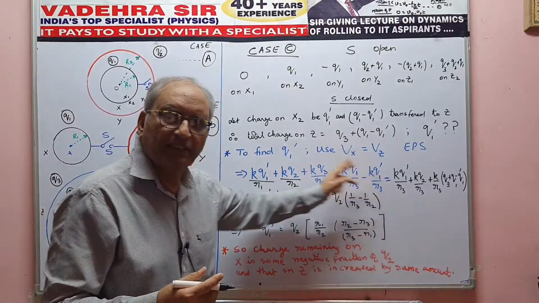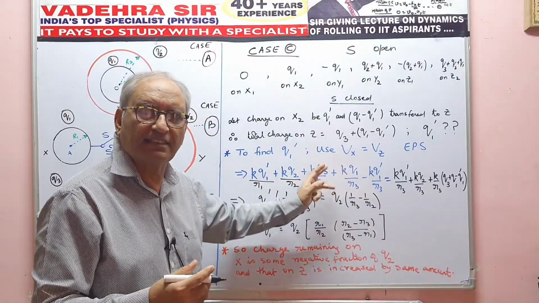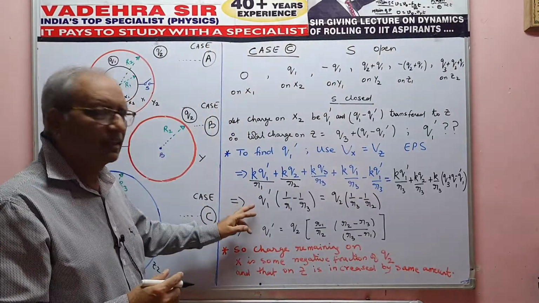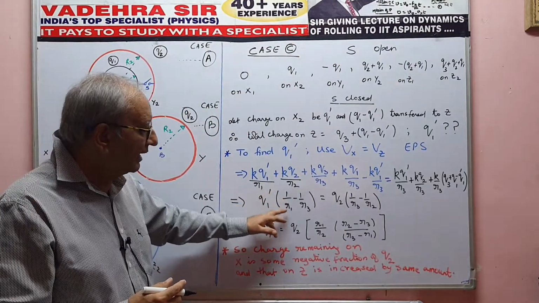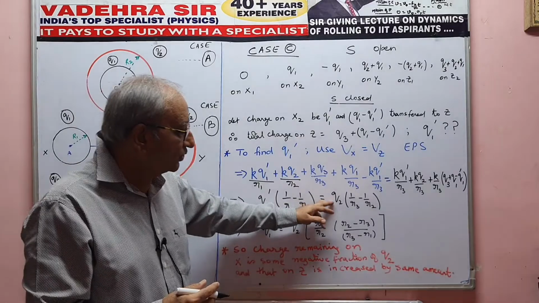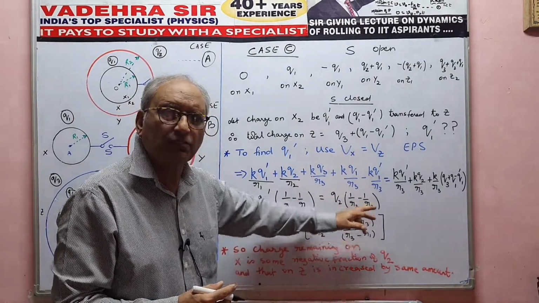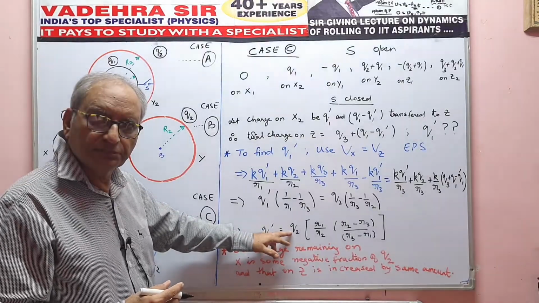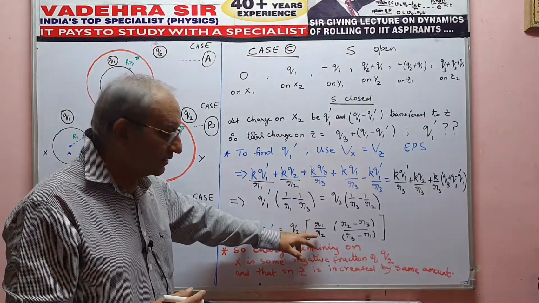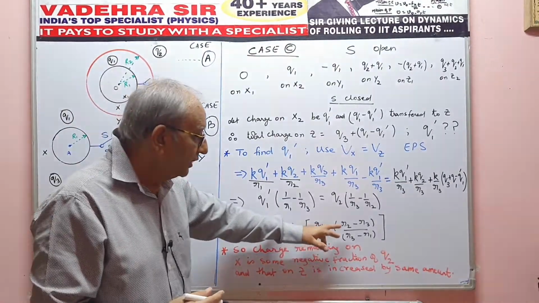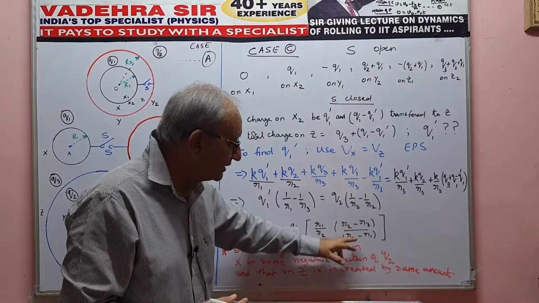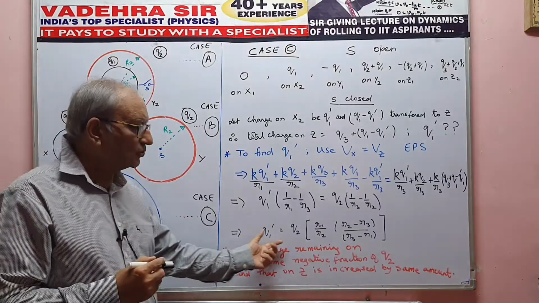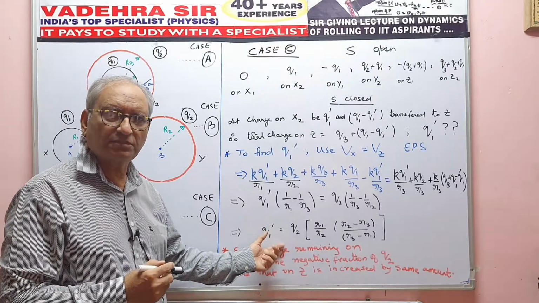So just do a little bit of cancellation, cancel this and that, and a little bit of simple mathematical adjustment. I get Q1 dash into (1 by R1 minus 1 by R3) is Q2 into (1 by R3 minus 1 by R2). Okay, so Q1 dash is Q2 into (1 by R2) into (R2 minus R3) upon (R3 minus R1). Just have a close look at this expression of Q1 dash.